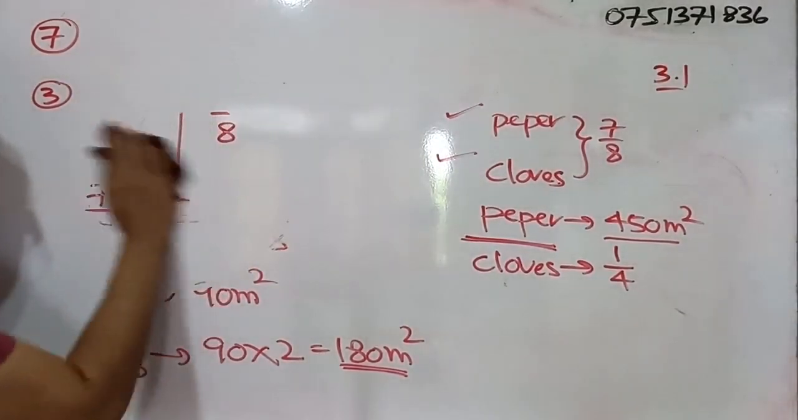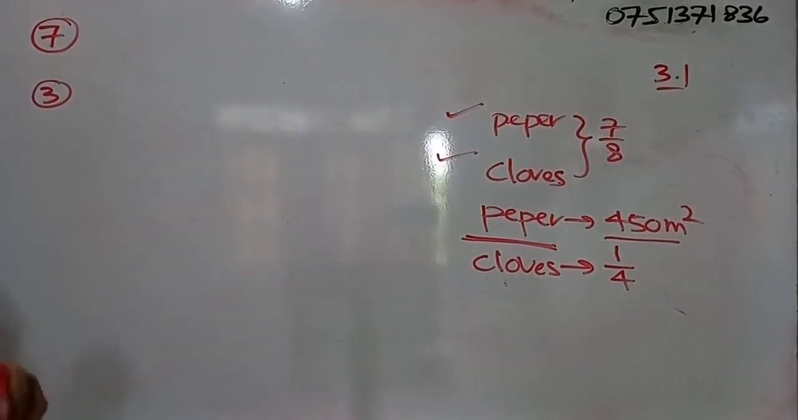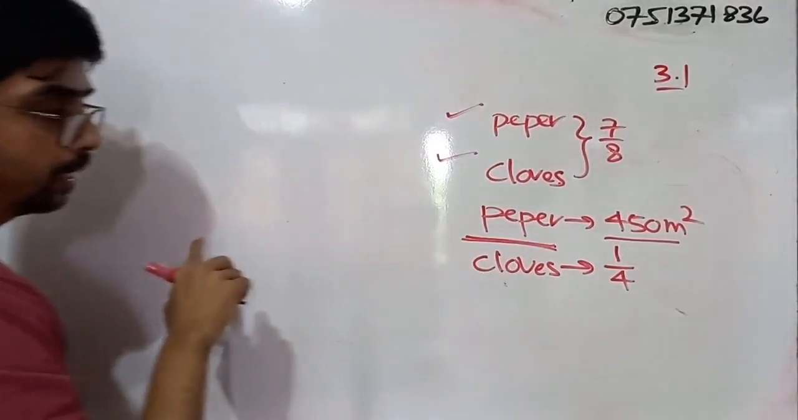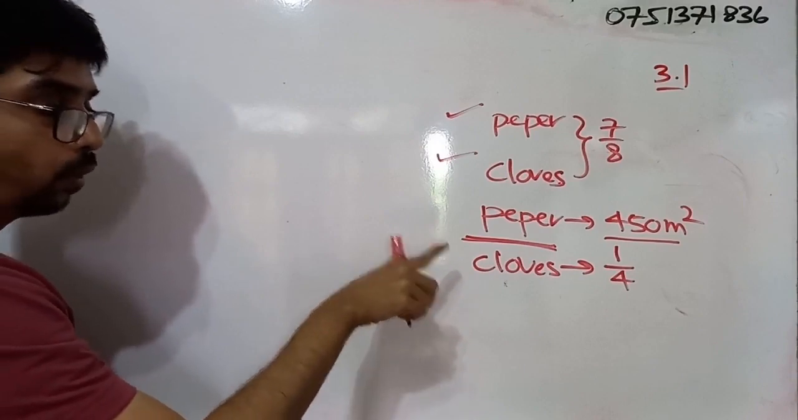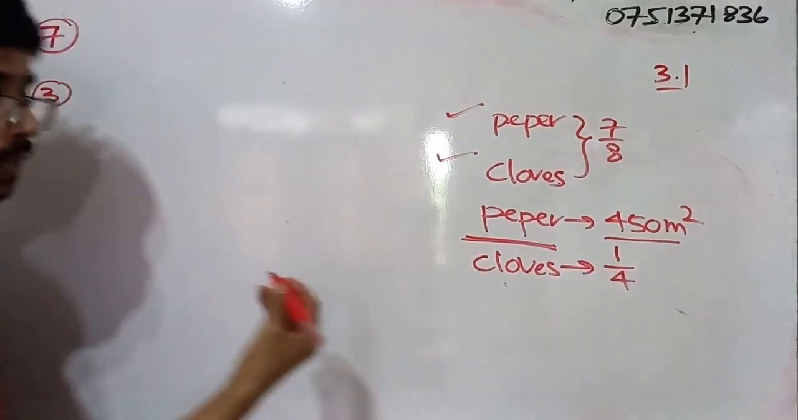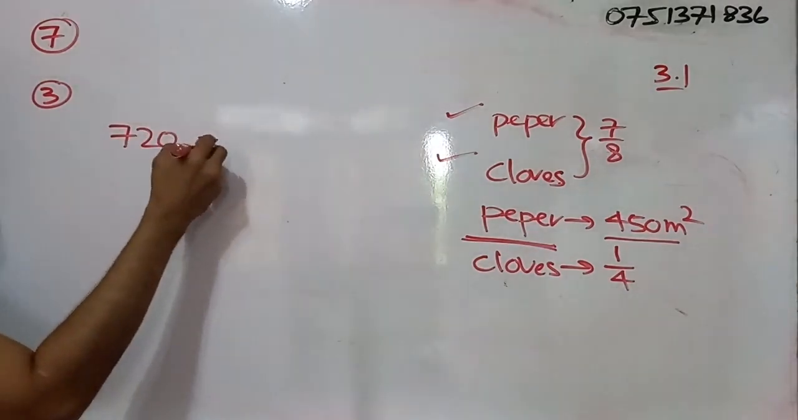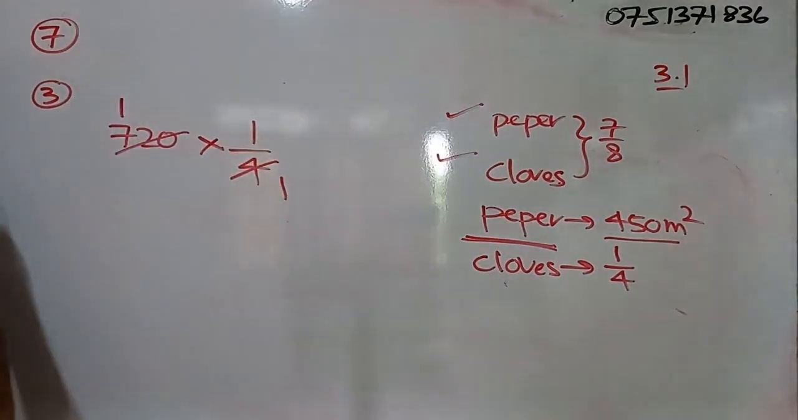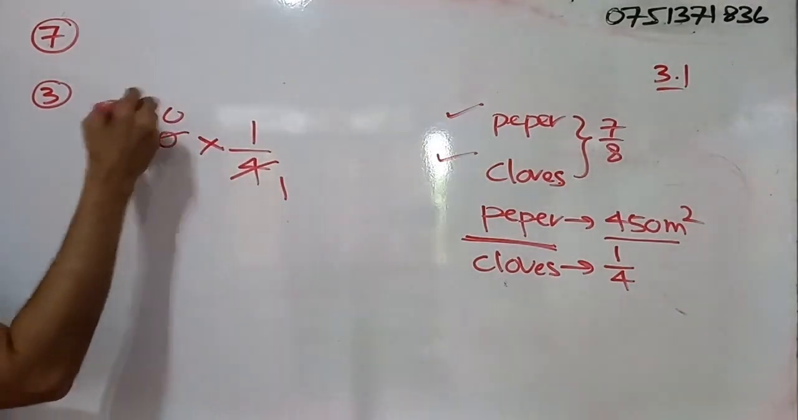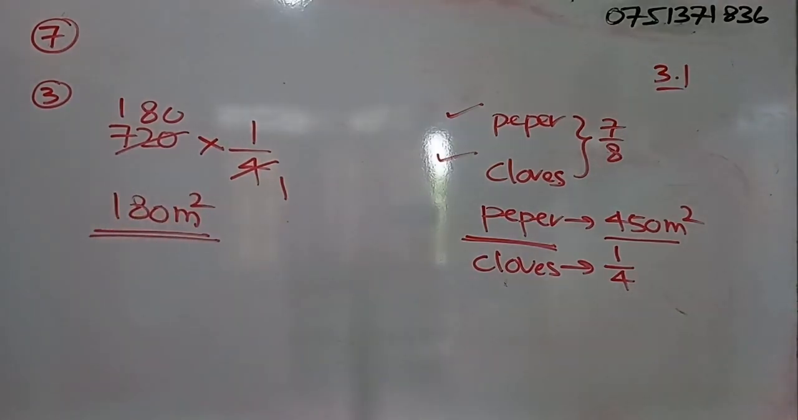So there's another way of getting the answer regarding the third part. In the question, it says that the amount of land cultivated with only cloves is 1/4. So we know the total amount of land now, that is 720 square meters. So we have to calculate 1/4 of this. 4 times 1, 4 times 1, and for 32, 4 times 8. So 180 square meters. So that is another way of getting the same answer.